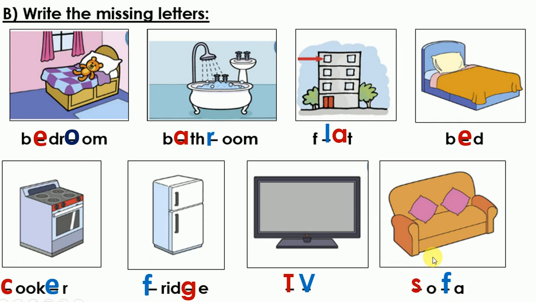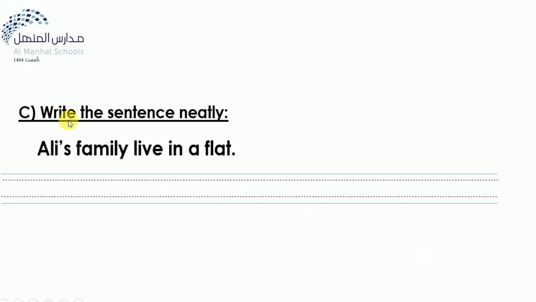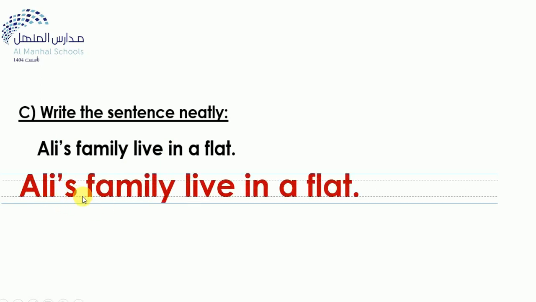Let's go to next exercise. Exercise C. Write the sentence neatly. Ali's family live in a flat. You have to write the sentence between the lines neatly. Don't forget to leave spaces between words. Look. Ali's family live in a flat. And full stop.